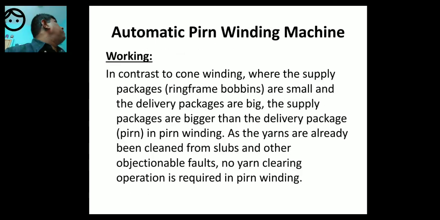Working. In contrast to cone winding, where the supply packages are small and the delivery packages are big, the supply packages are bigger than the delivery package in pun winding. As the yarns have already been cleared from slubs and other objectionable faults, no yarn clearing operation is required in pun winding.